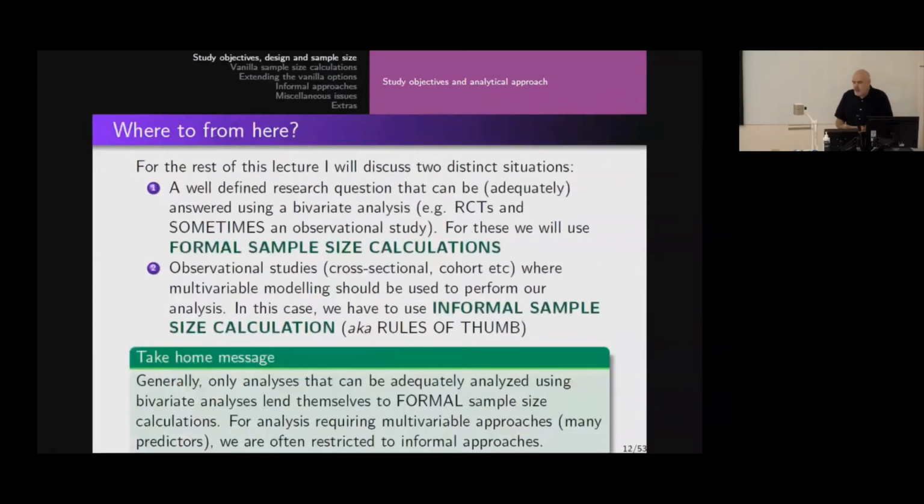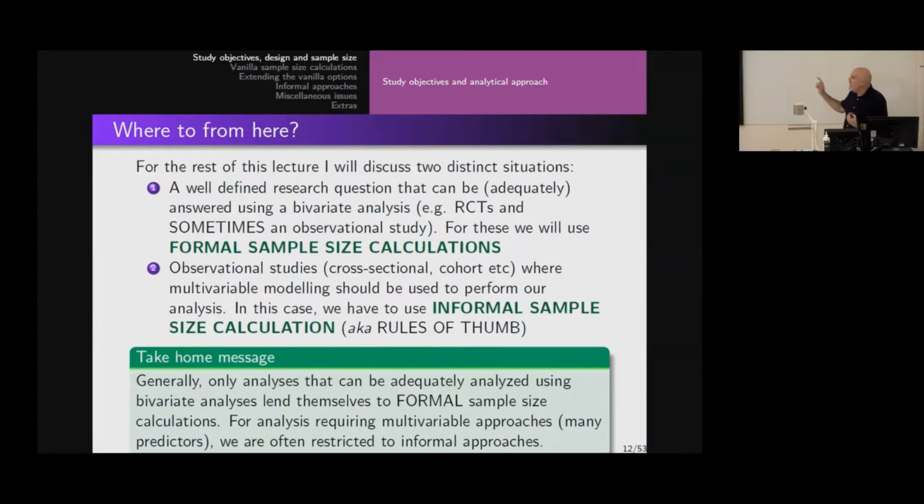Okay, so where am I going from here? I'm going to discuss these 2 distinct types of sample size calculation. The first being formal sample size calculations in sufficiently simple analyses. And the second is the informal sample size calculations that we need to use in more complicated observational types of studies. So here is this message I want to say again. I shouldn't really say bivariate analyses because there are slightly more complicated methods that we can use and still do a sample size calculation, but the principle holds, okay?